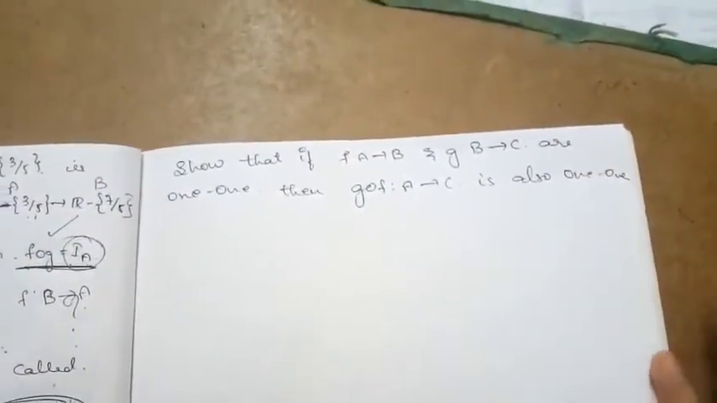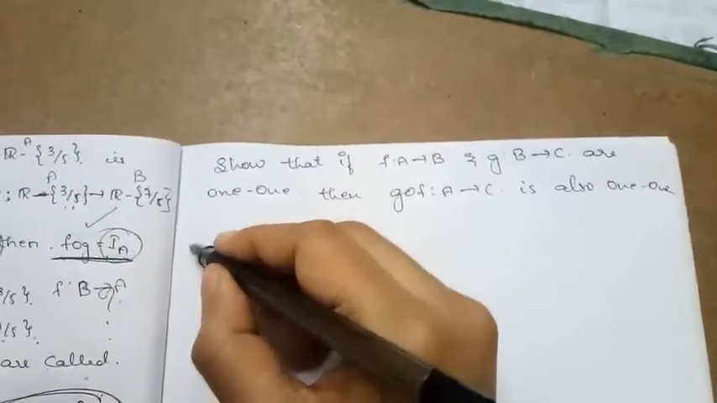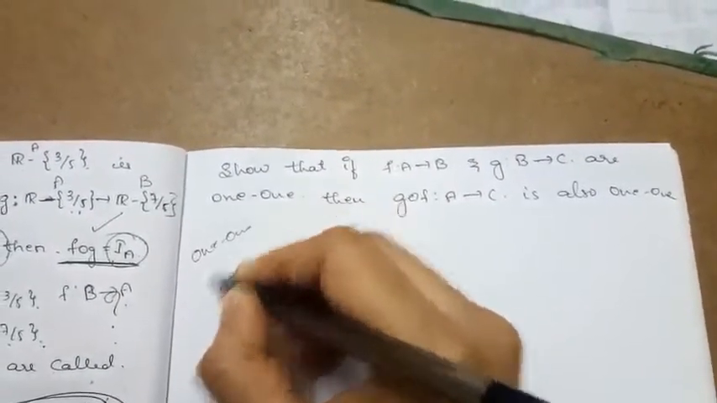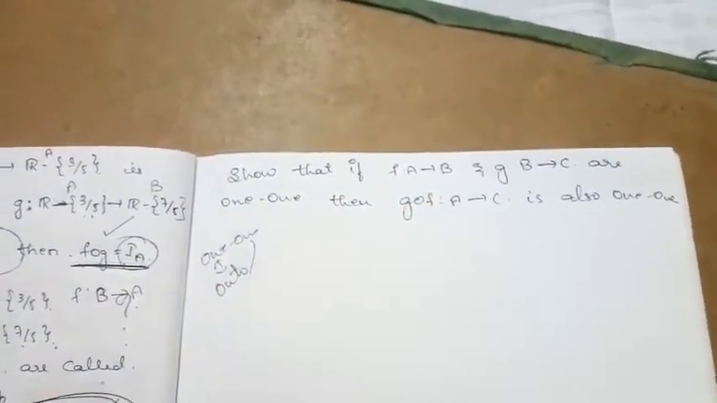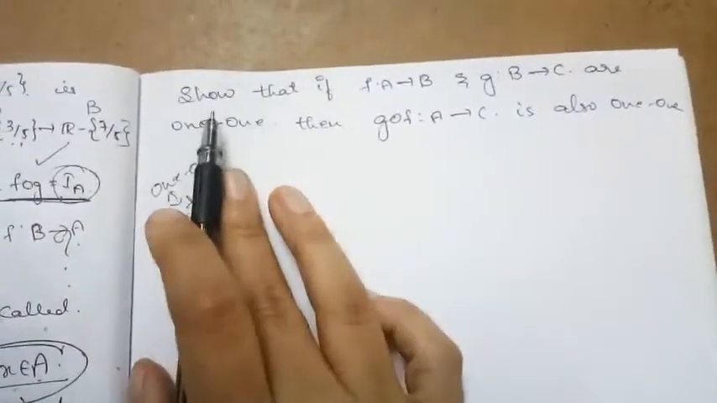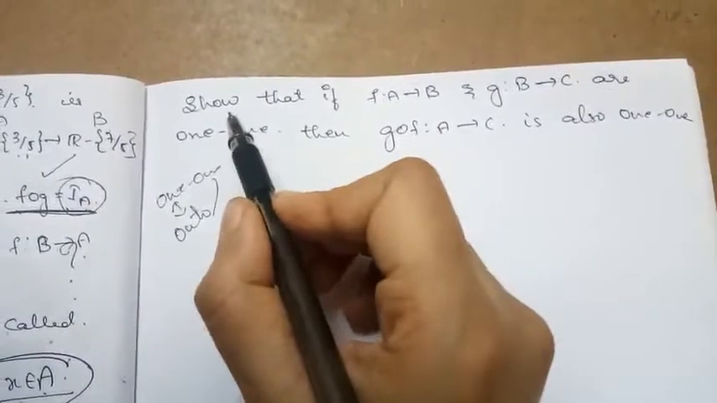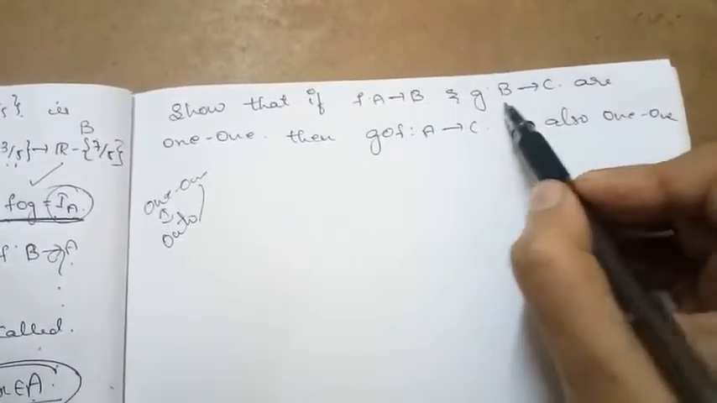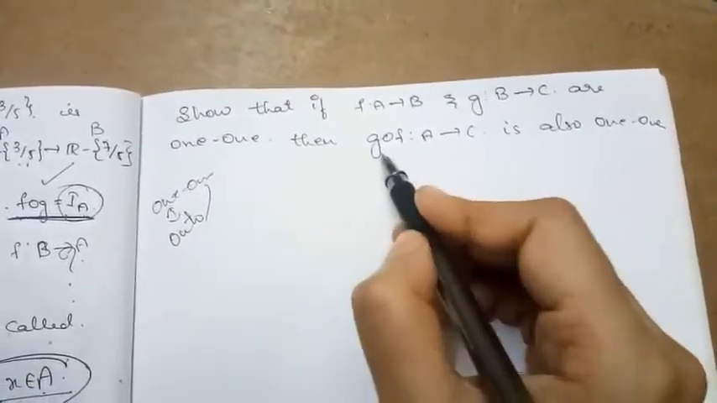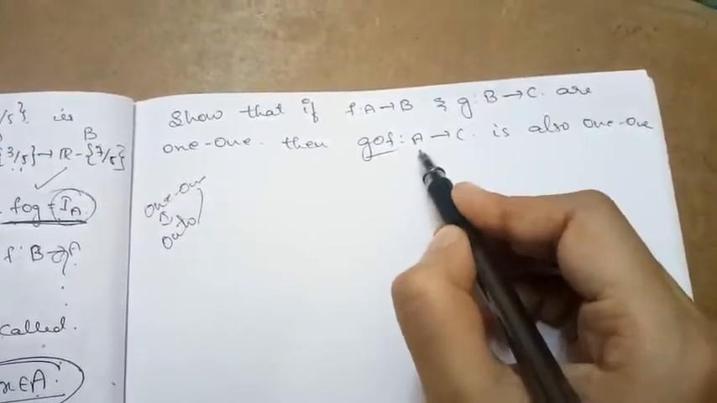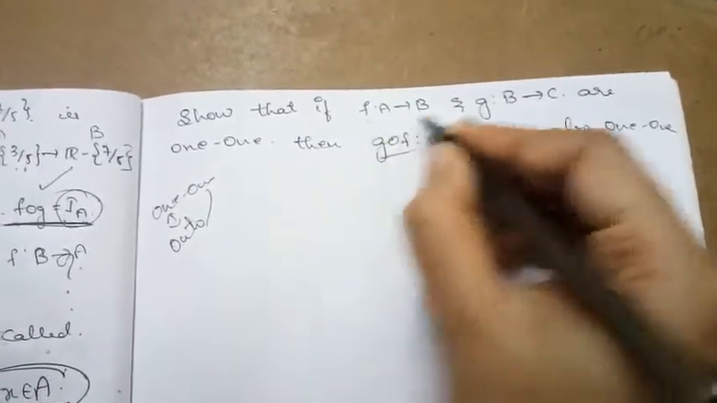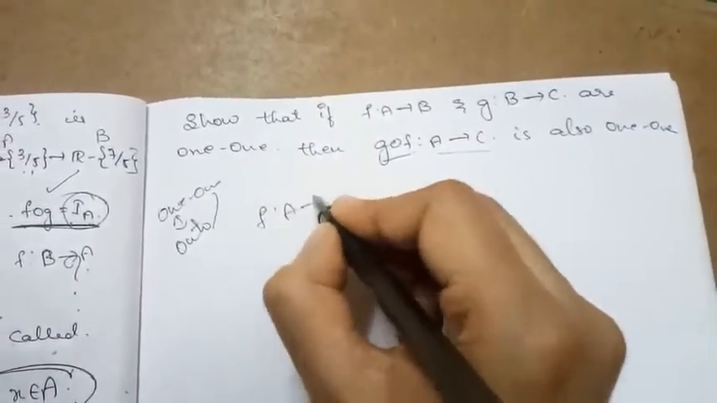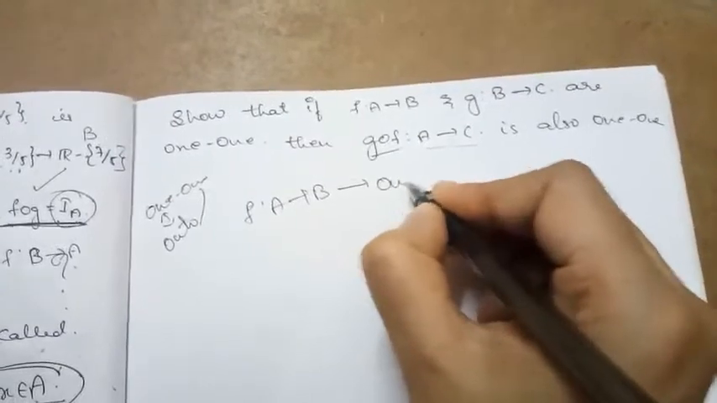In our previous concept we came across one-one function and onto function. Now let us observe how these types of functions, one-one and onto functions, are connected to the composition of functions. What the question is saying: show that if f from A to B and g from B to C are one-one, then the composition, that is g of f from A to C, is also one-one. They are saying function f which is defined from A to B, this function is one-one.